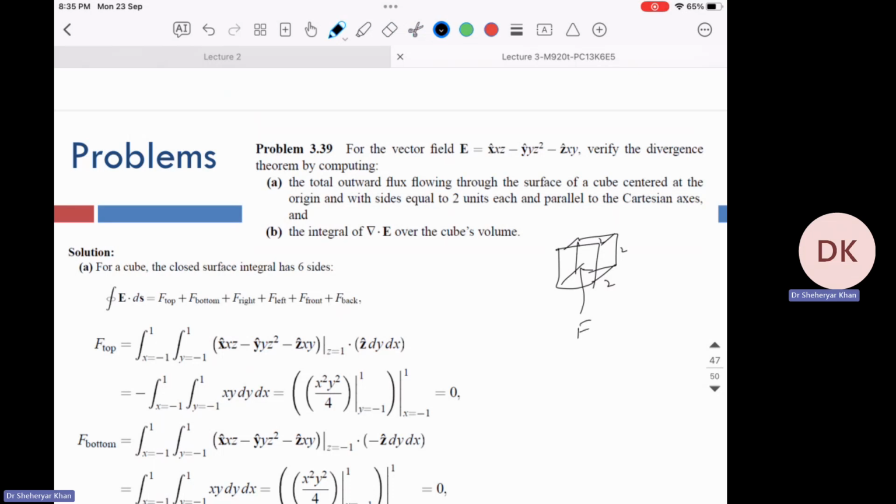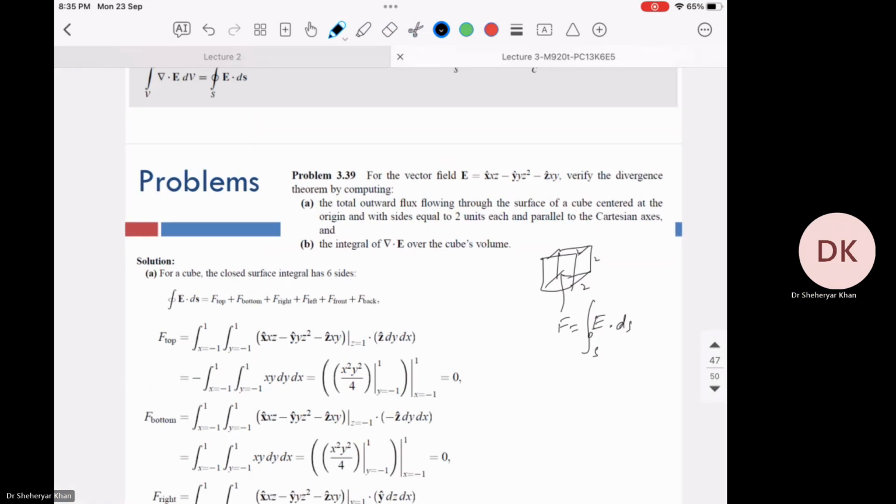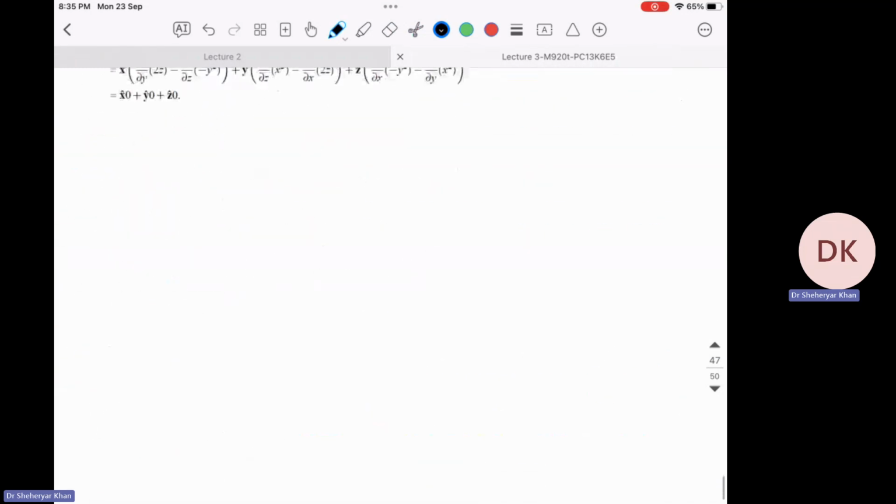So what is the total flux? Total flux is equal to the integral of E dot dS. That's the total flux that we are required to find. Surface integration. Because it has 6 surfaces, we will solve it 6 times, right? The second part is to find the integral of del dot E. So we will solve this. I highly recommend you solve this with me, so we understand each and every step.